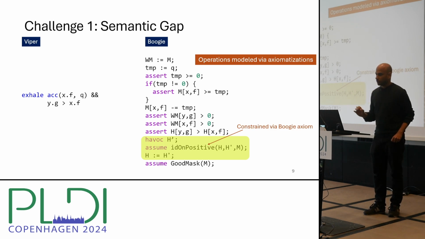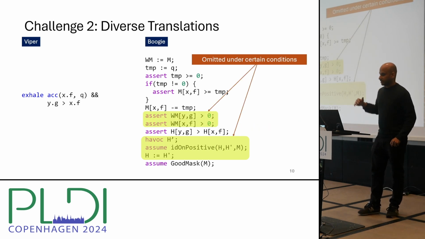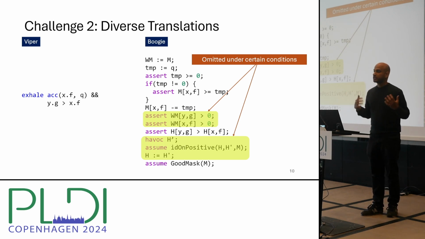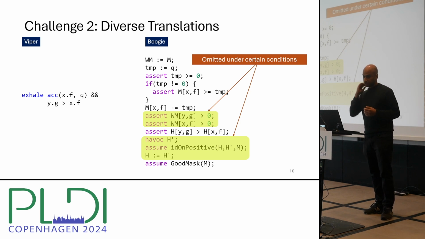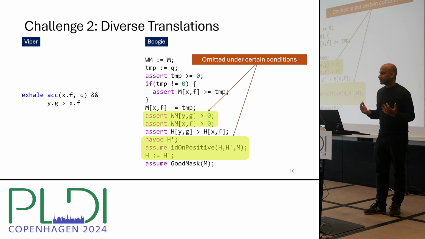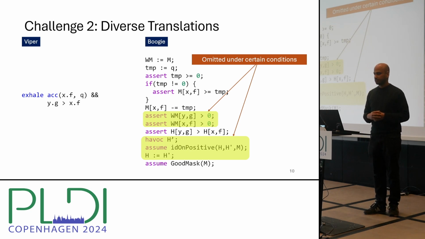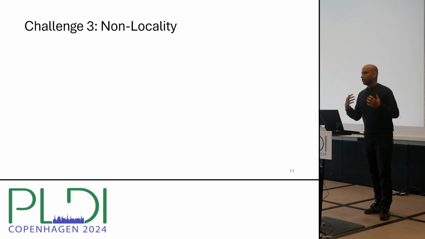So I want to show now one more challenge based on the same example. If you look at these two highlighted parts, the current Viper to Boogie translation omits these under certain conditions, because under certain conditions you can show that they're actually not required. And so this is really a challenge that appears for implementations that are used in practice which want to optimize the encoding as much as possible. And so the general challenge here is dealing with diverse translations for the same construct depending on the context where different conditions may hold. I want to now move on to the final challenge, which is non-local reasoning.